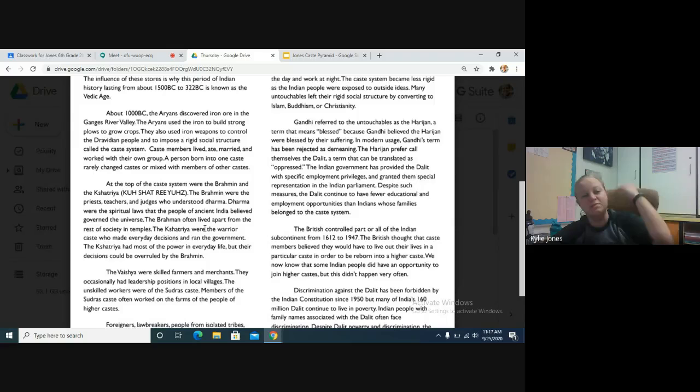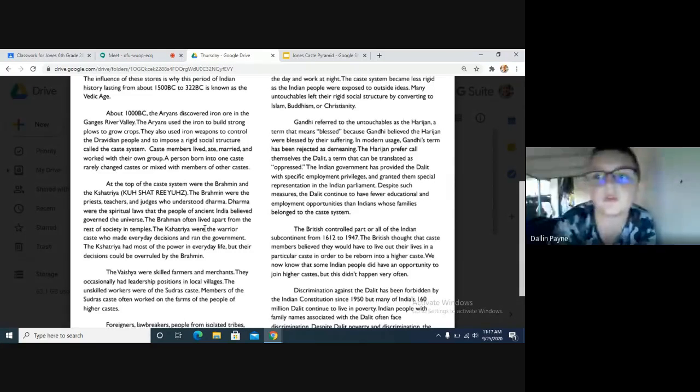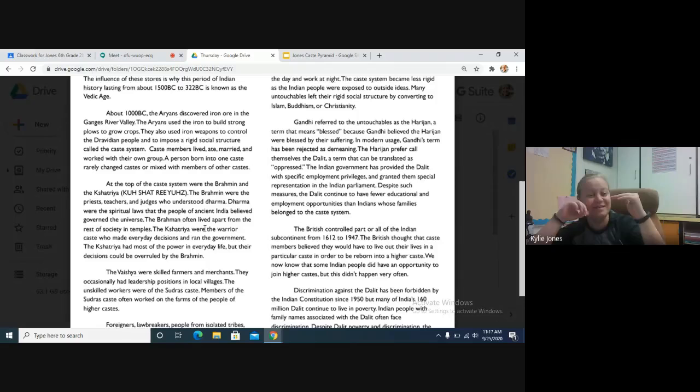So you have the Brahmin, they're like the top level. Basically, they were the priests, the teachers, and the judges. So the people that just rule over everybody else. Priests understood the religion part of things. Teachers taught everybody everything, and judges gave out the law, right? And then the people right underneath them are the warriors, the people that run everyday life. But still, the Brahmin controlled the warriors.